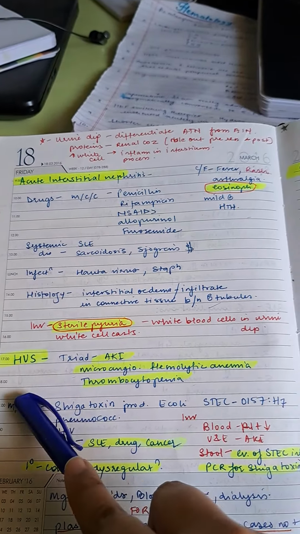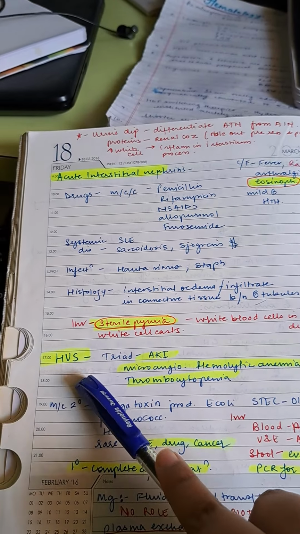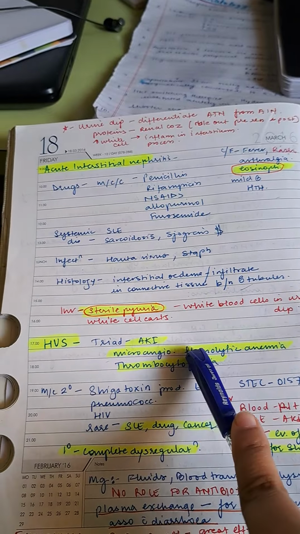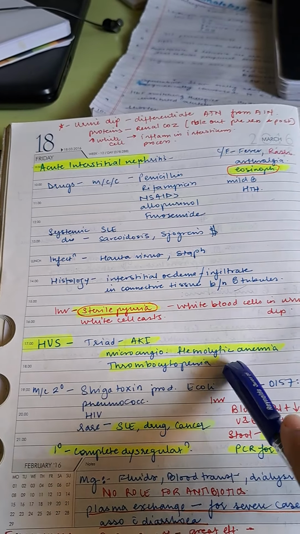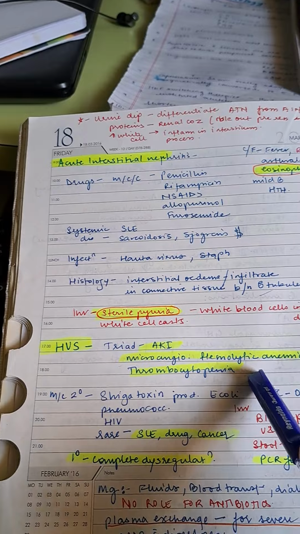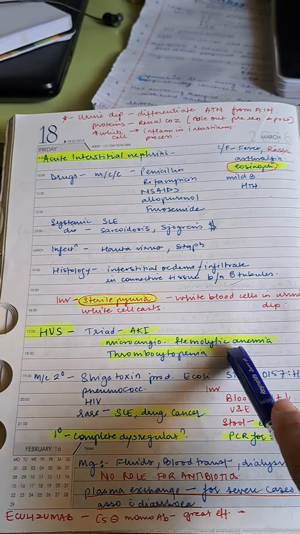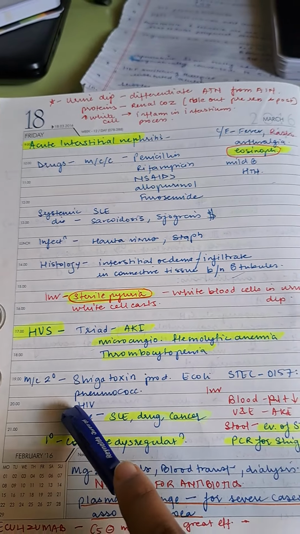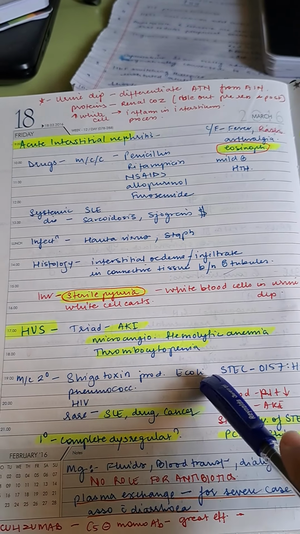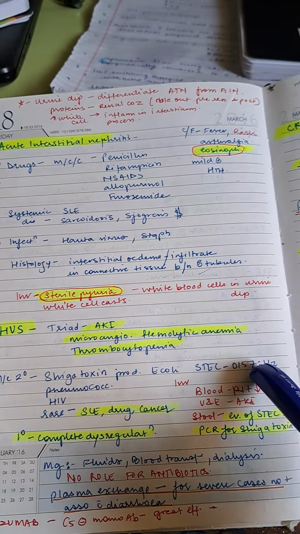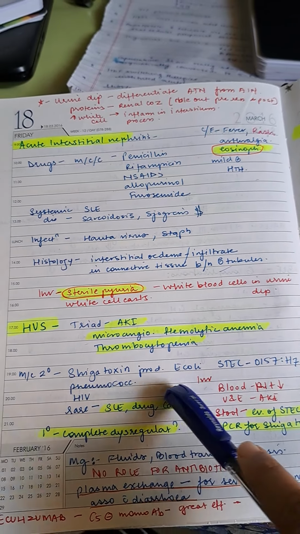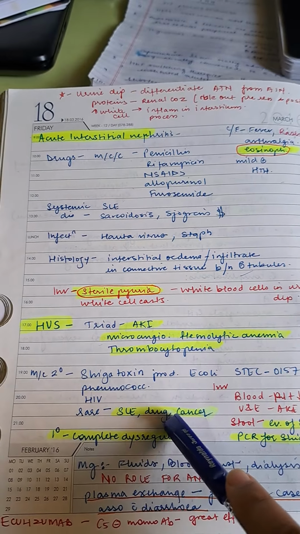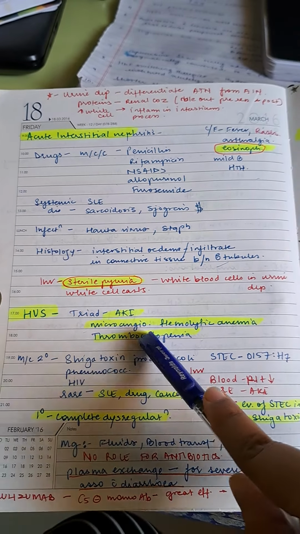HUS, hemolytic uremic syndrome. Triad of AKI, acute kidney injury, microangiopathic hemolytic anemia, and thrombocytopenia. Thrombocytopenia is important to diagnose HUS. Most common cause is Shiga toxin producing E. coli, STEC, O157:H7. Pneumococci, HIV, rarely SLE, drugs or cancer can cause HUS.